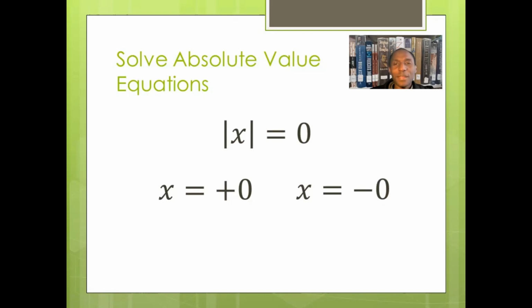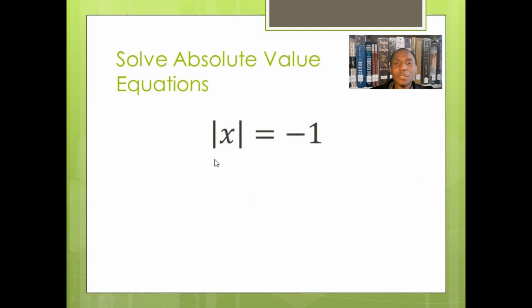But since we're dealing with the number 0 this time, and considering that 0 is neither positive or negative, we're essentially going to have just one solution, and that is x is equal to 0. So the only solution for the absolute value of x is equal to 0 is x is equal to 0. Now let's check out another one.